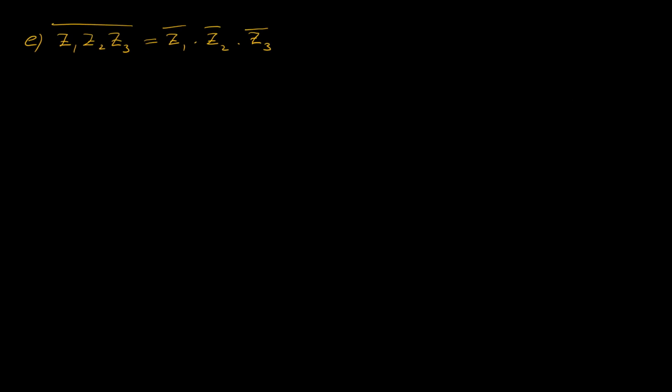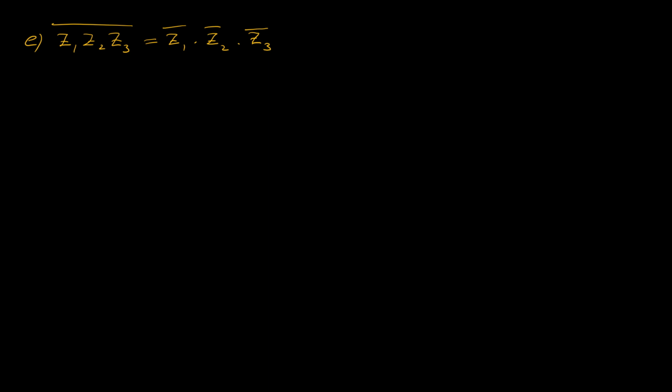Now we want to prove this relation: the conjugate of Z1 Z2 Z3 is equal to Z1 conjugate times Z2 conjugate times Z3 conjugate. So we want to prove that not only for two numbers, but for three or even more complex numbers, we have a similar relation for conjugate. We can separate the conjugate over the complex numbers in algebraic operations.